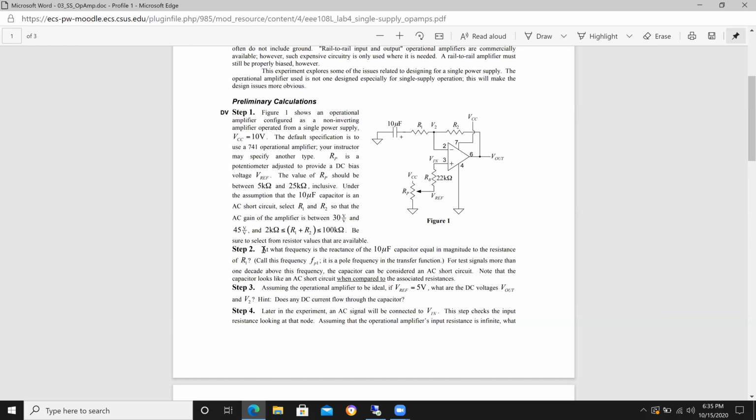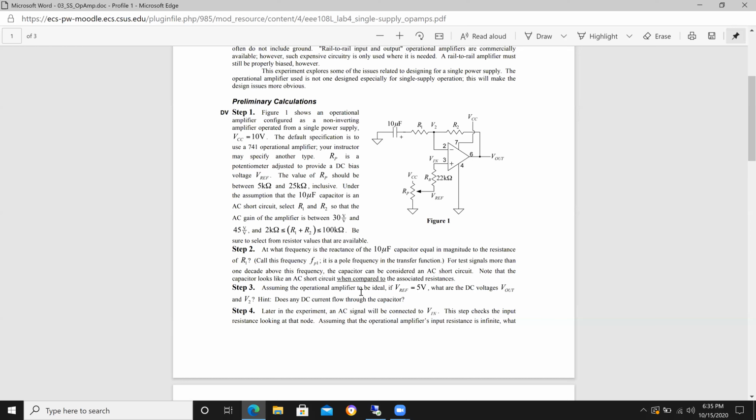Next one: at what frequency is the reactance of the 10 microfarad capacitor equal in magnitude to the resistance of R1? Call this frequency FP1. So that is just going to be 1 over 2 pi FC. So 1 over 2 pi F times 10 microfarads is going to equal R1. Then you're going to solve for frequency. So that's step 2.